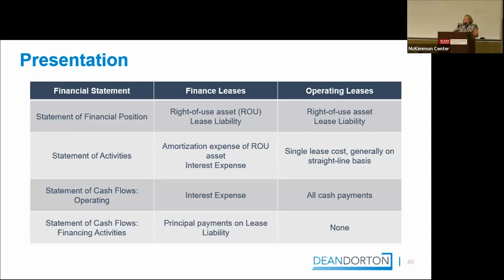Statement of activities, again, your income statement, you have amortization under finance leases, amortization of the right of use asset and interest expense. As opposed to operating leases, there's just one single lease cost on there. You don't have to break it out into the two different ones. Statement of cash flows for operating, you have interest expense on the finance leases, and operating leases are all cash payments, so that's easy. And then in the financing activities, again, you have your finance lease recorded down there, the principal payment, so you can see the declining balance, and then no impact from operating leases.